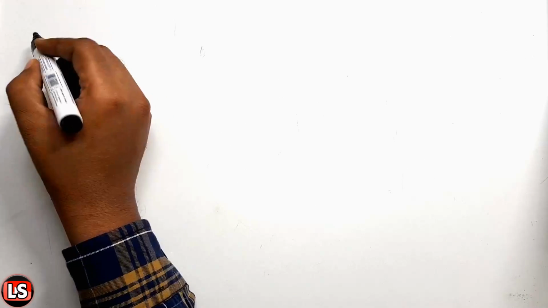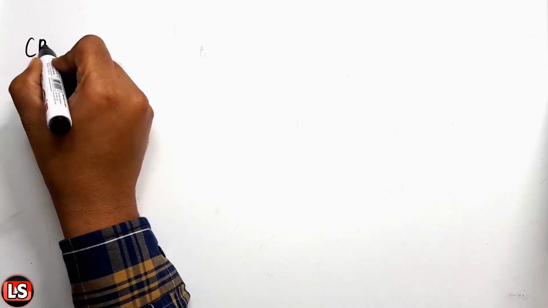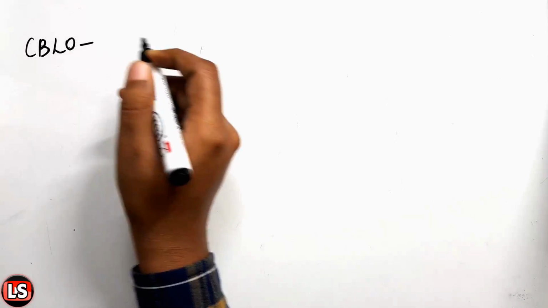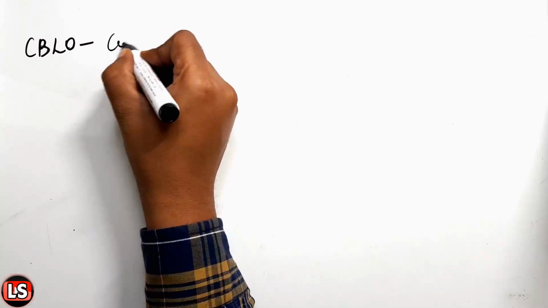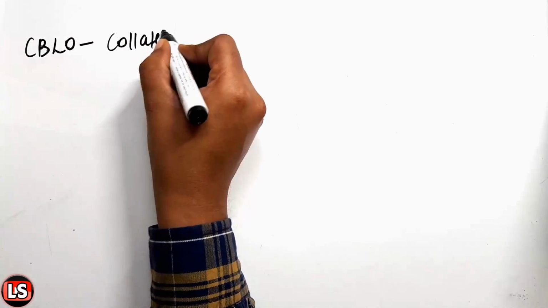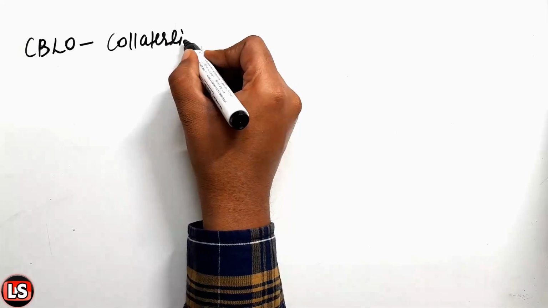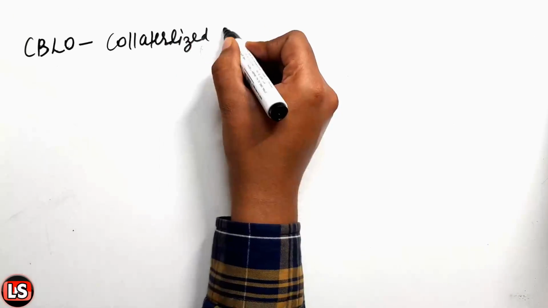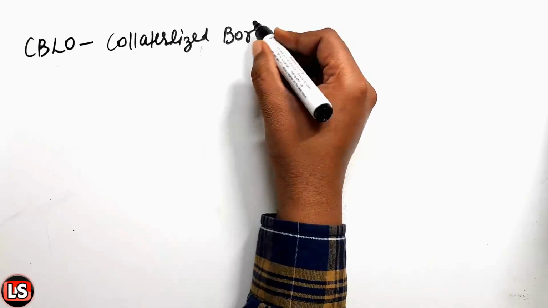Next topic is also very important, that is CBLO. CBLO is collateralized borrowing and lending obligation.